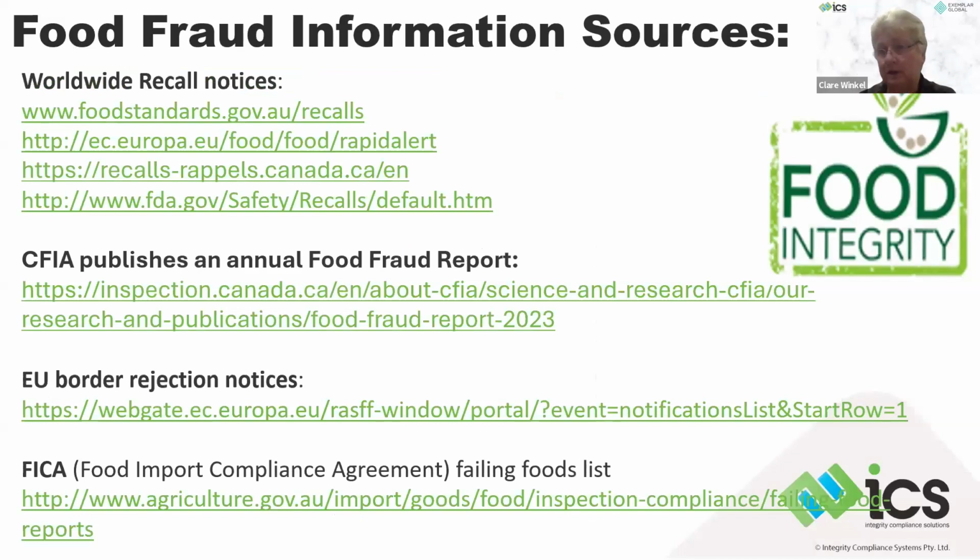There's also the border rejection notices. So we've got one here for the EU. The FDA publishes those in the US. FICA is the Australian one. They call it the failing foods list. So it doesn't get to a recall. It's already been stopped at the border by various government authorities.